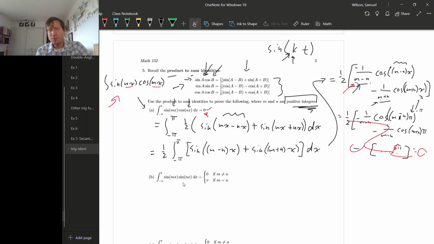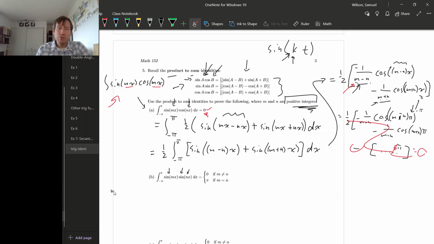Okay, so let's try number B, letter B. So this is very similar, except this time it's both sine functions. Right? And there's two cases. There's the case where m and n are different, and there's the case where m and n are the same. So let's do the case where m and n are different. I'll let you do the case where m and n are the same. If m and n are the same, then replace n with m, and then calculate the integral, which you'll be able to do using a trig identity.